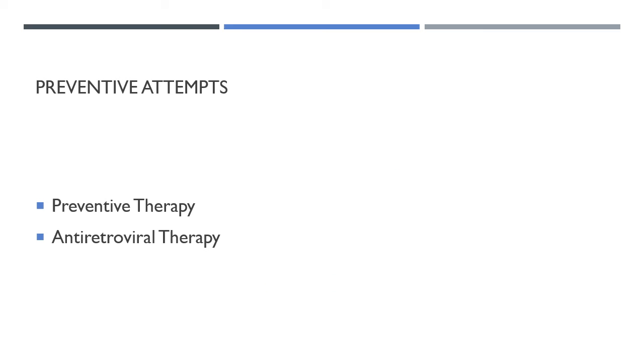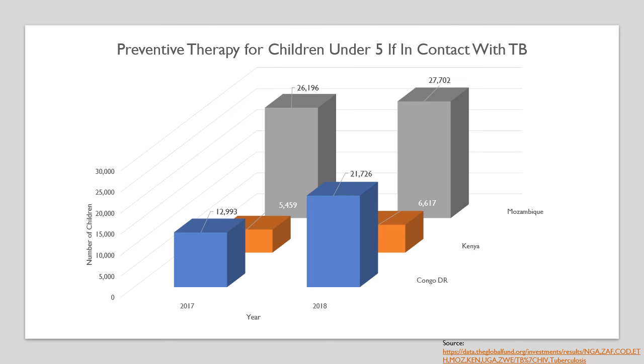So there's a couple of preventive attempts that I thought were cool. We see that there are preventive attempts for children. This data just shows that children who have been exposed to TB have actually been treated with a greater frequency over the last few years.